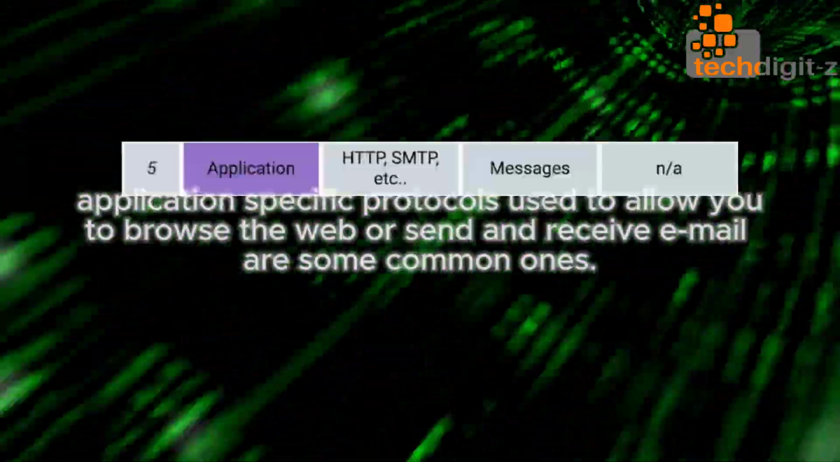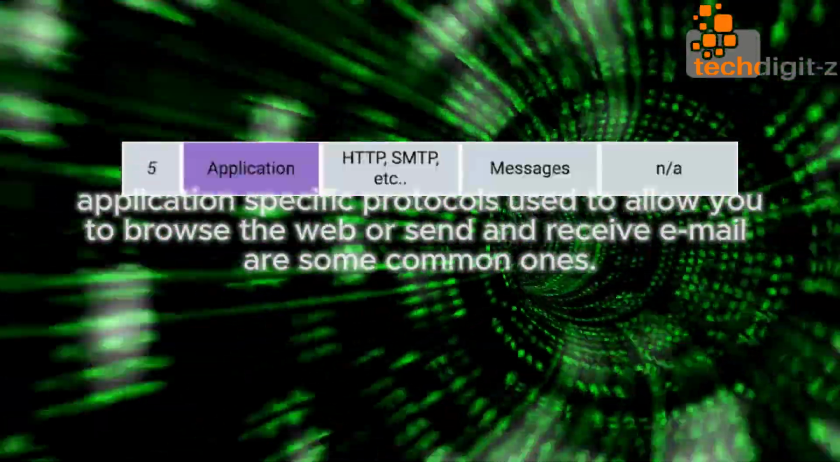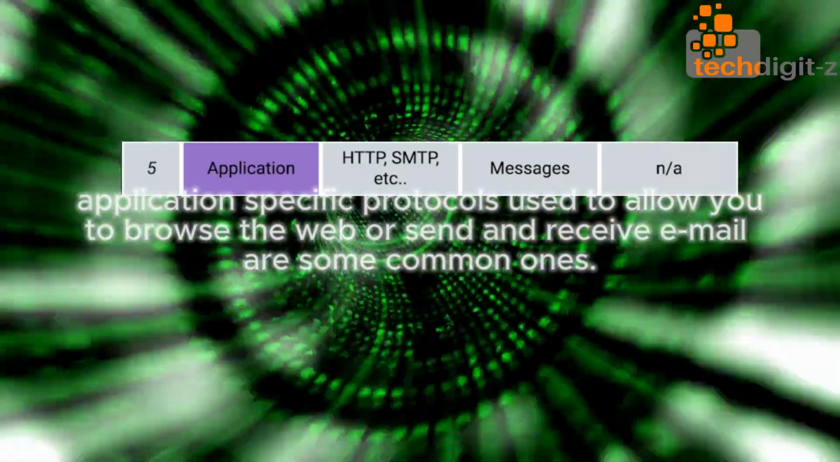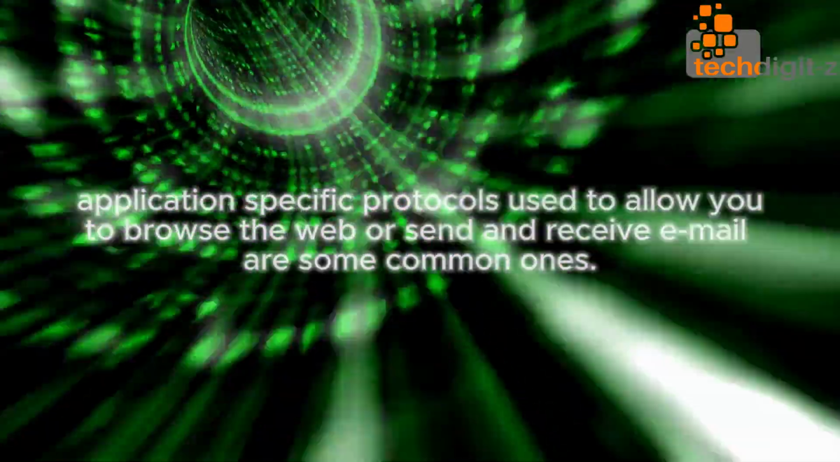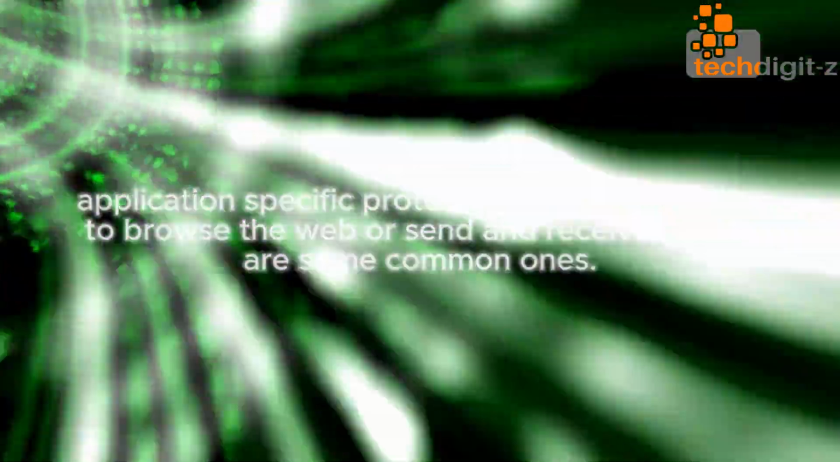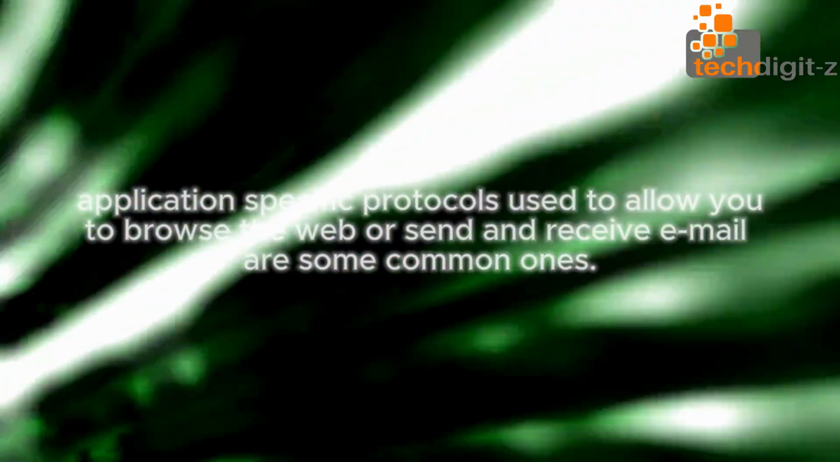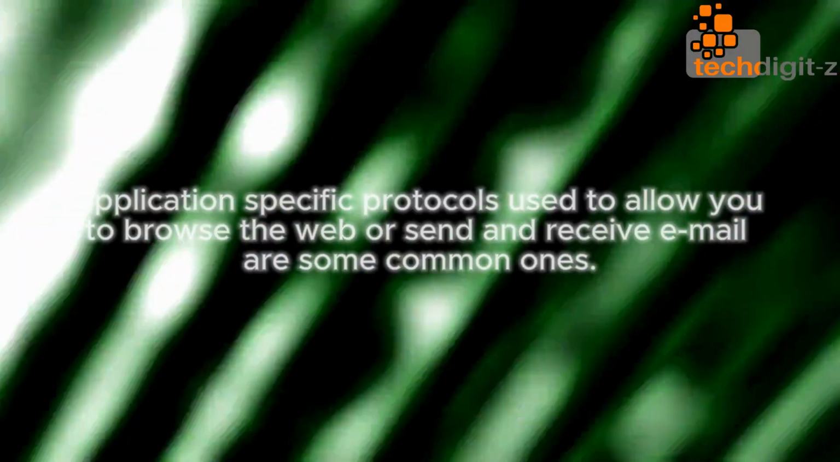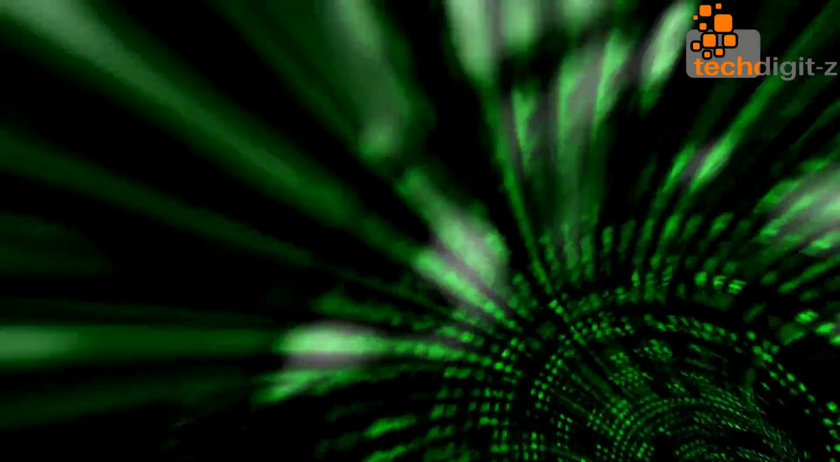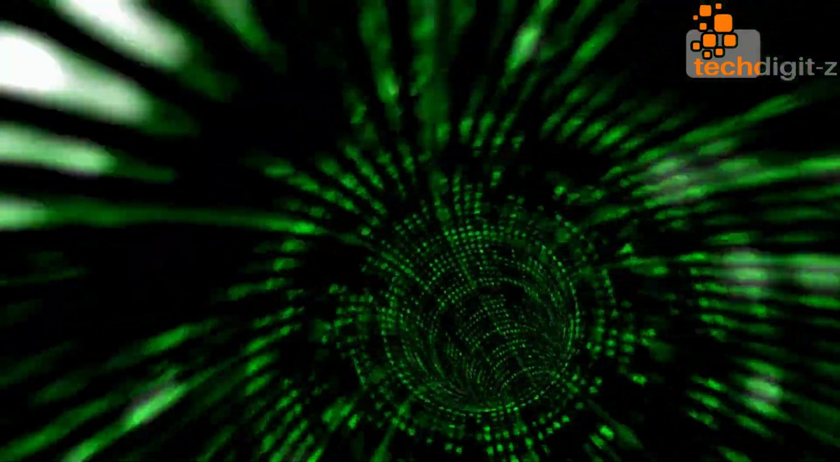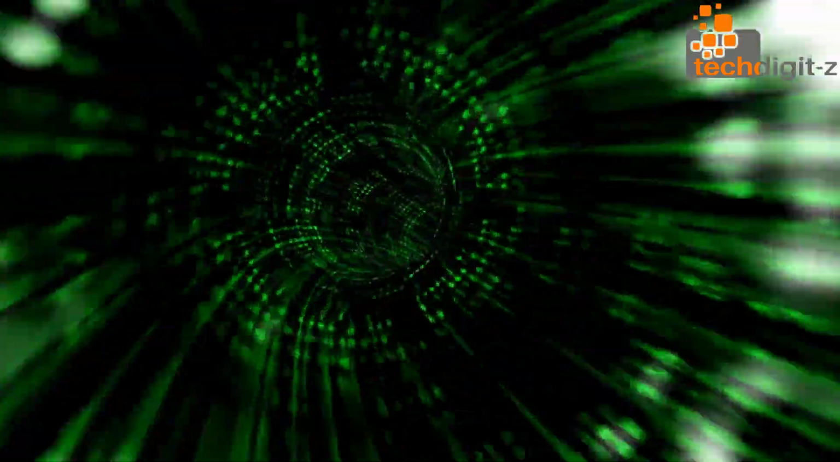Last but not least, the fifth layer is known as the application layer. There are lots of different protocols at this layer, and as you might have guessed from the name, they're application-specific protocols used to allow you to browse the web or send and receive email. The protocols at play in the application layer will be most familiar to you since they're ones you've probably interacted with directly before.